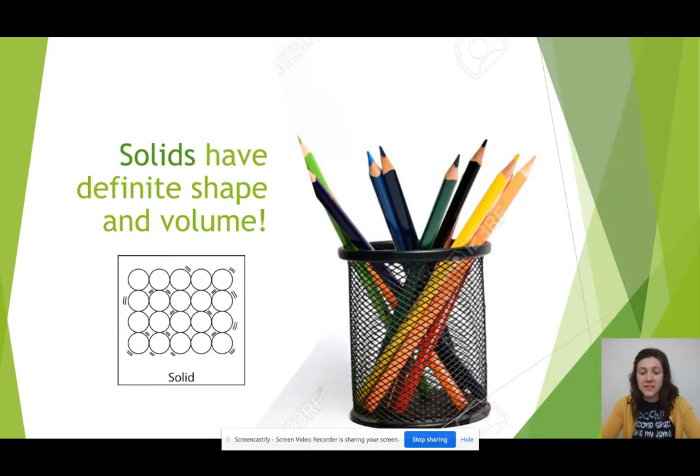The first state of matter is solids. Solids have definite shape and volume. Like we saw on the slide previously, a solid's molecules are tightly packed together. This is why they have a definite shape and volume. They're not changing. Take a look at these pencils placed in this container. The pencils hold their shape as they're placed in the container, and they don't grow and shrink depending on where they're put. They have their own shape and own volume, and it doesn't matter if I was to pick up one of those colored pencils and put it in a different container, it would still look the same.